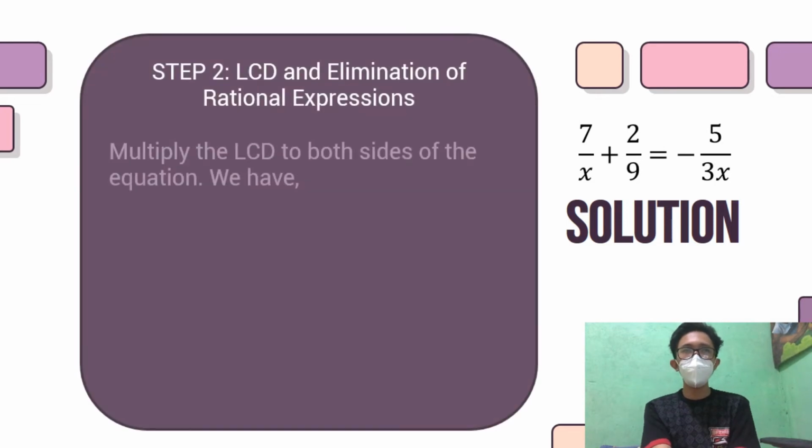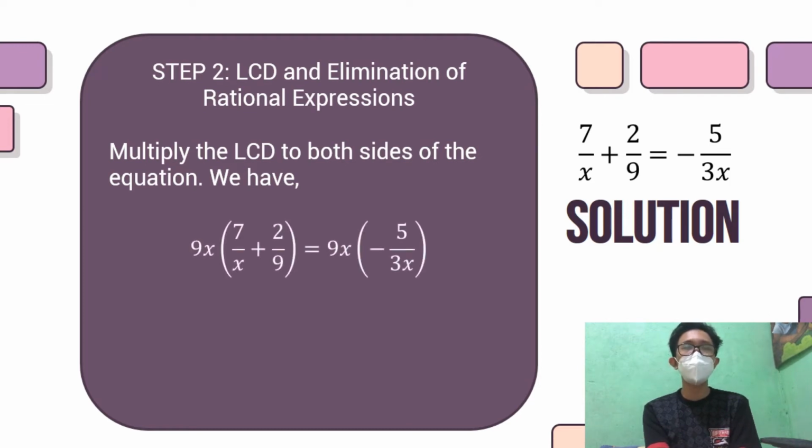So we will multiply now the LCD to both sides of the equation. So i-multiply na natin. So we have 9x times 7 over x plus 2 over 9 is equal to 9x times negative 5 over 3x. So sa una, i-distribute natin ang 9x sa 7 over x at saka sa 2 over 9.